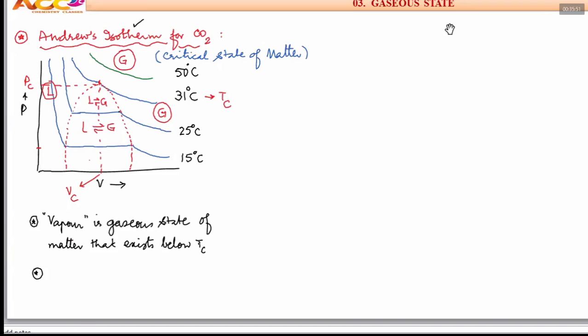TC is known as critical temperature. Please write down full forms. I am a lazy person, therefore I am not writing. You people should be very keen. Please write down the full form.